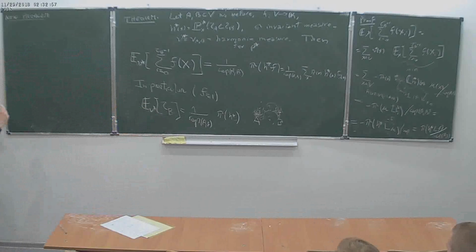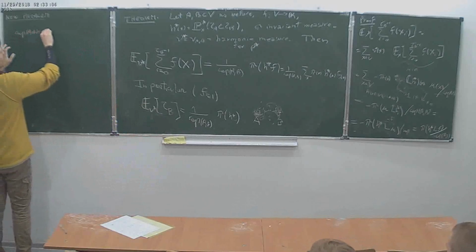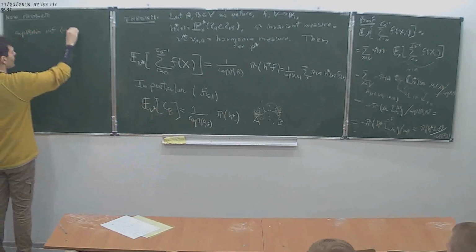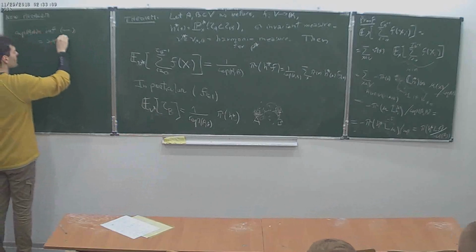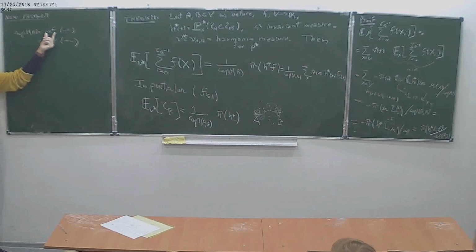So now we have a new problem. The previous problem was to give a representation for this guy in a way that is hopefully good to give estimates in some limit. New problem: write the capacity between A and B as an infimum of something and as a supremum of something.